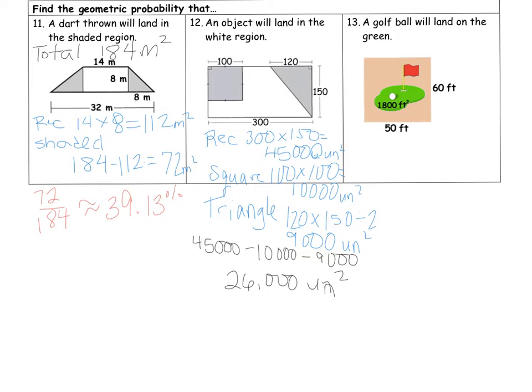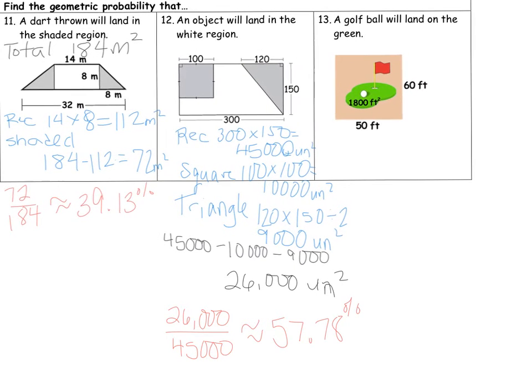So when we go to do our probability, we're comparing 26,000 over 45,000, which is approximately 57.78%. On to the last one.